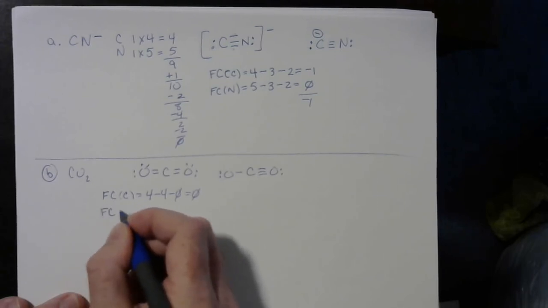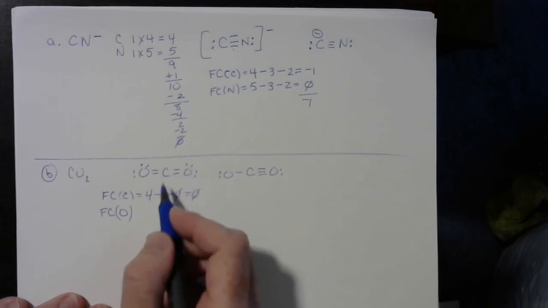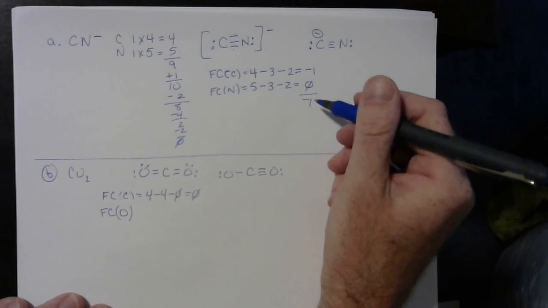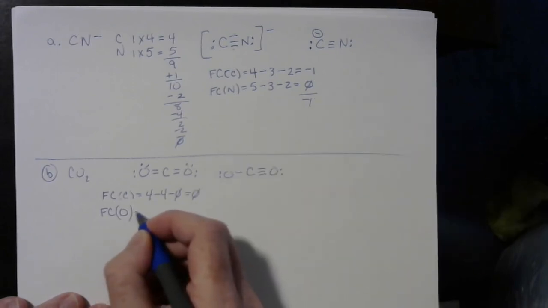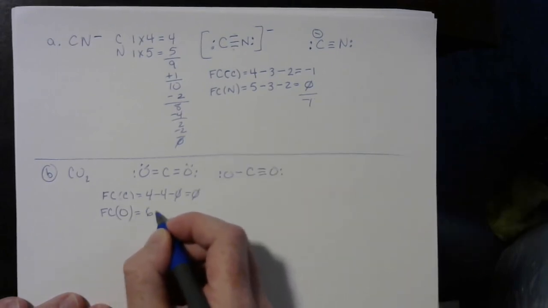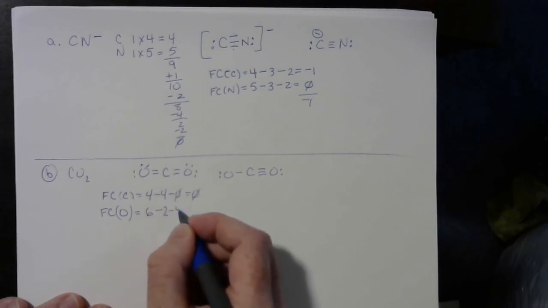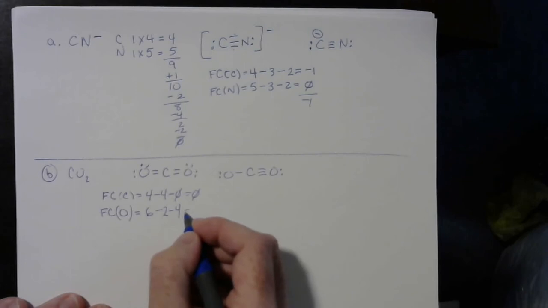Formal charge on each oxygen. The oxygens have the same number of bonds and non-bonding pairs. You have to count it twice in the addition if you've got 2 oxygens, but you only really have to calculate it once. It's going to be 6, minus 2 electrons in a bond, minus 4 electrons in non-bonding pairs, for a total of 0.